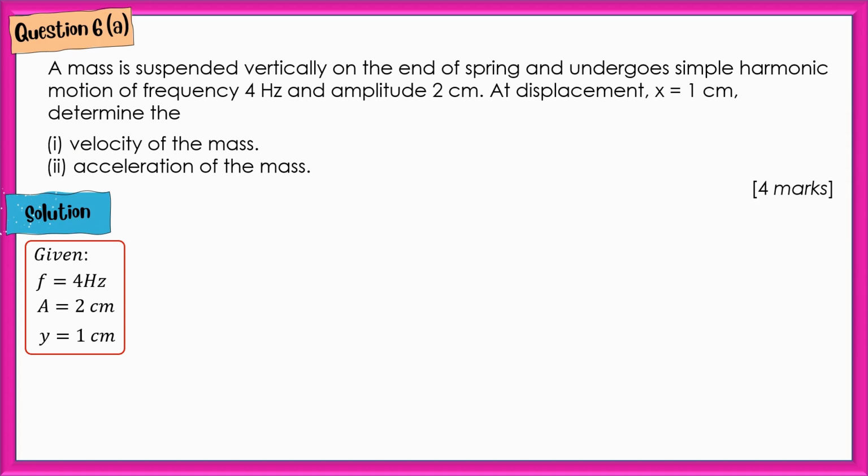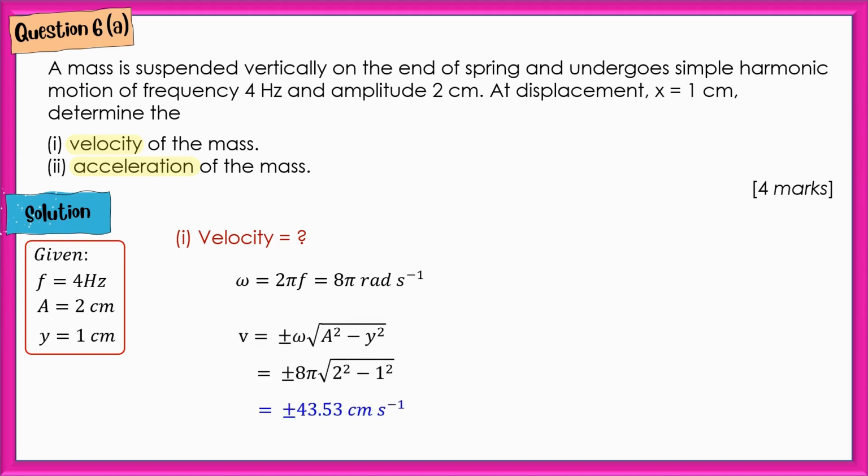First step, you list all the information given in the question. To calculate the velocity of the mass, first we calculate the angular velocity, which is equal to 2 pi f. Then, referring to the equation of the velocity of the mass, plus minus omega square root of a square minus y square, we substitute omega, a and y, so you will get the answer, which is plus minus 43.53 centimeter per second. If you want to give the answer in SI unit, it also can. So the answer is plus minus 0.44 meter per second.